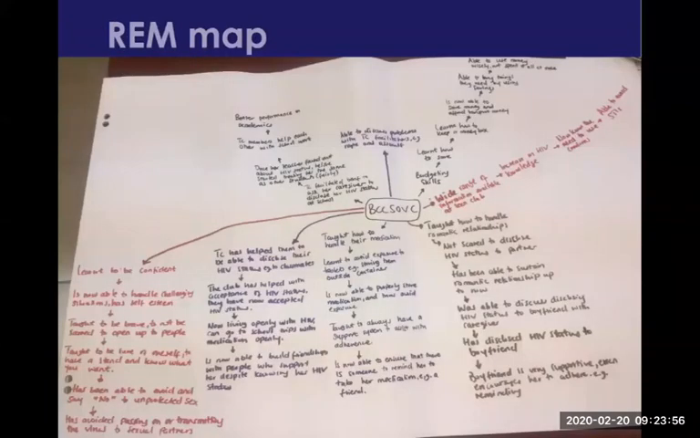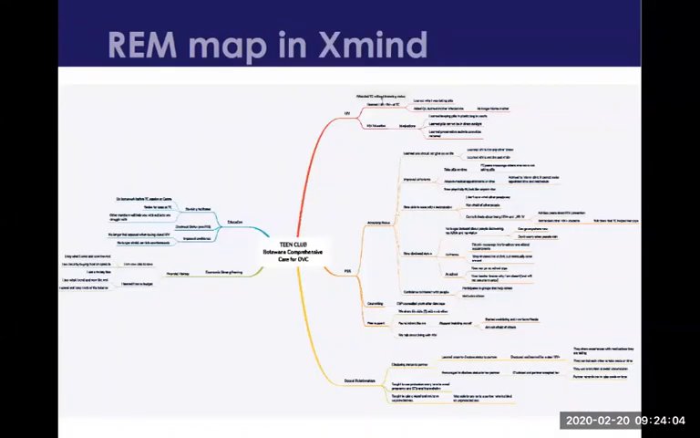Here's an example of an REM map that was developed during the session with the youth in Botswana. And here we have an example of how the data looked once entered into the XMind software. This shows the content areas in different colors, as well as the multiple pathways originating from each outcome identified.